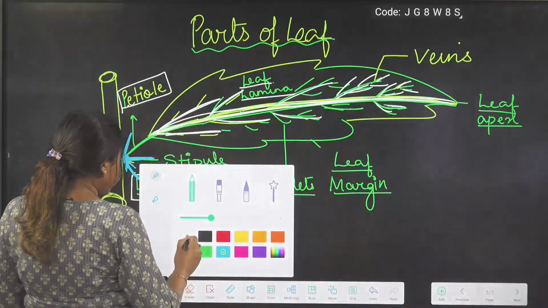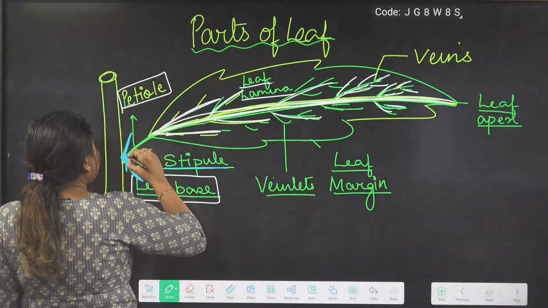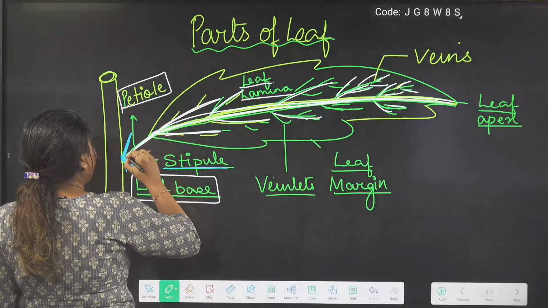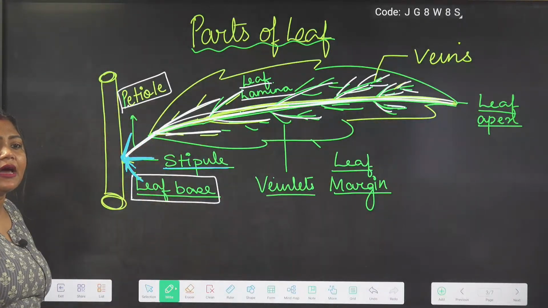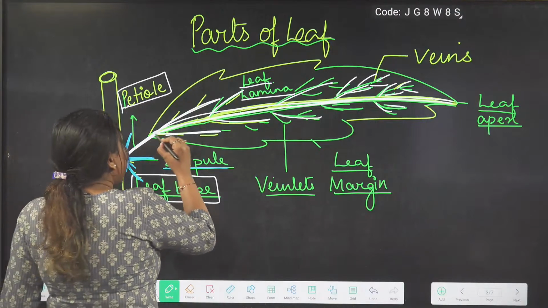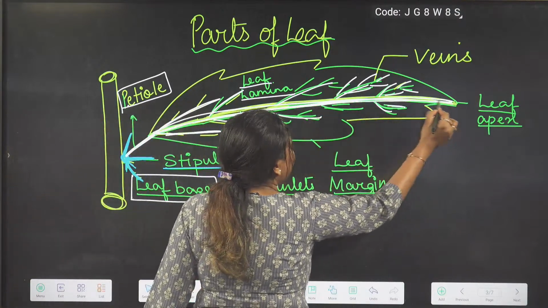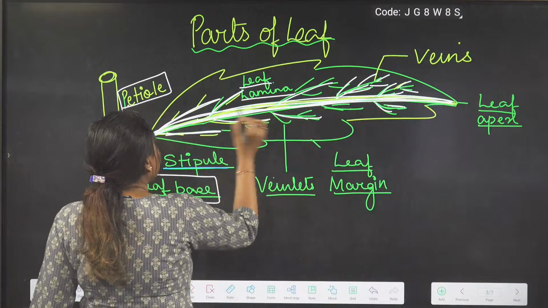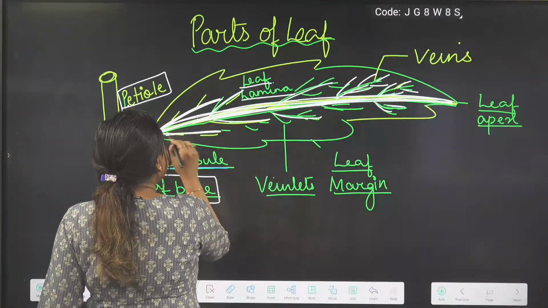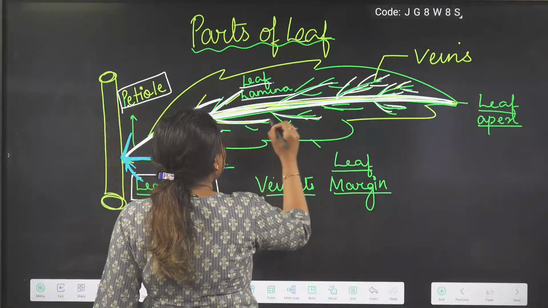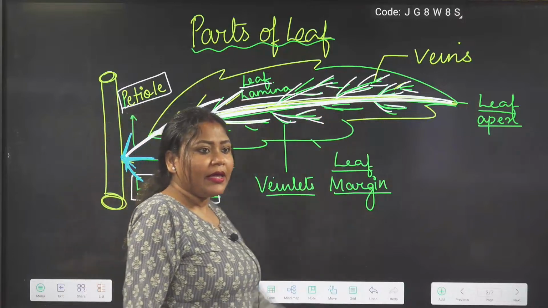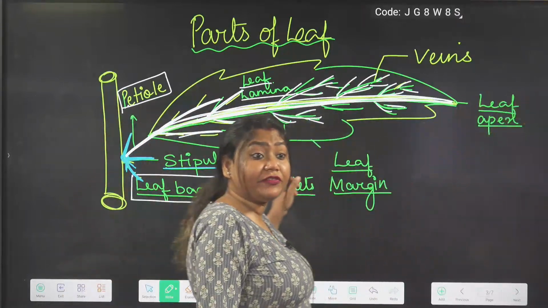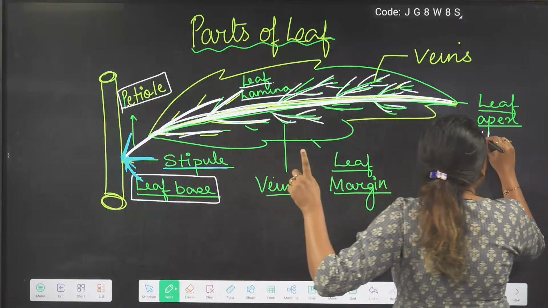What is this? This is known as the petiole. The petiole is the stalk that connects the leaf lamina to the leaf base. And the main principal vein here is known as the midrib. What is arising from the midrib? Veins. What is arising from the veins? Veinlets. This is the apex of the leaf, the tip of the leaf. Apex means what? Tip.